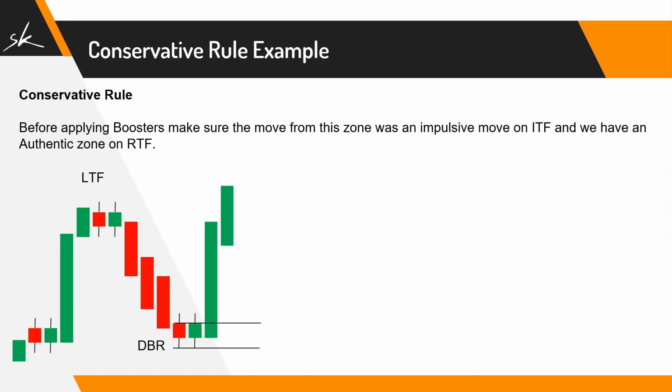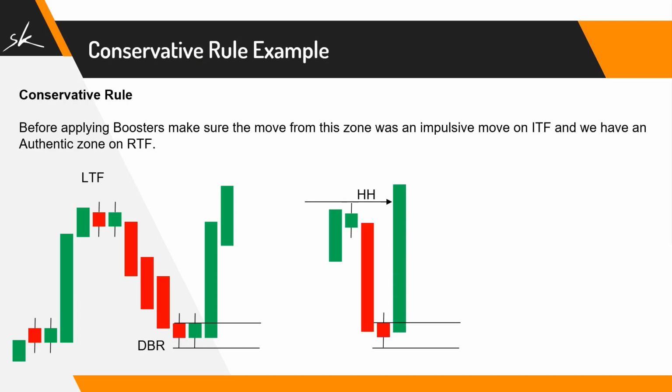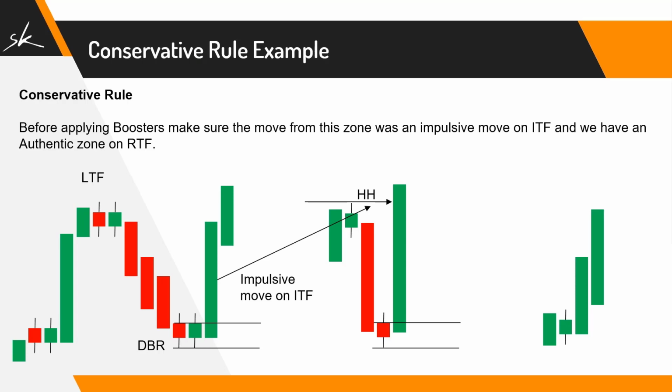Here we have a demand zone drop base rally, which is a reversal pattern, means it can be a pivot or a non-authentic zone. Before applying the boosters, we will make sure that the move from the zone was an impulsive move on the intermediate time frame, and we have an authentic zone on the refining time frame.